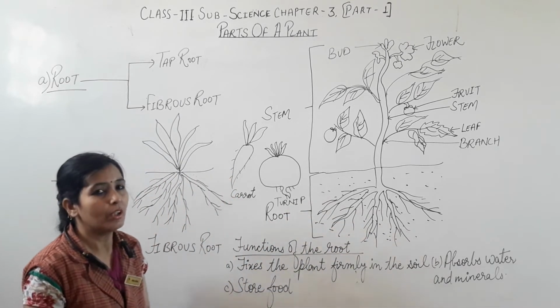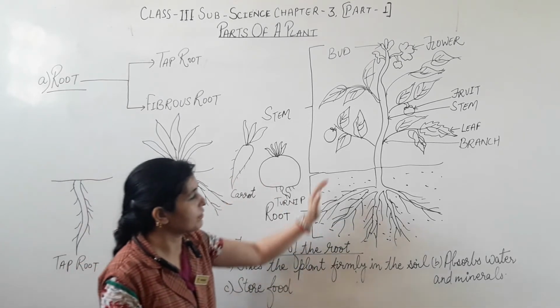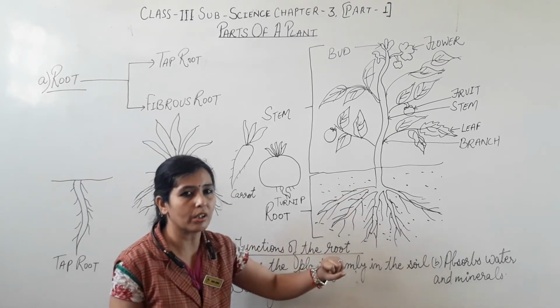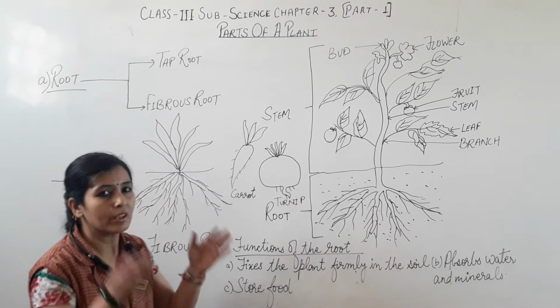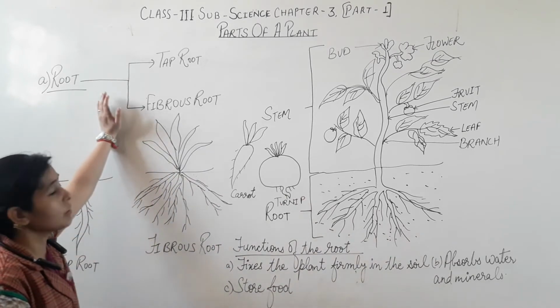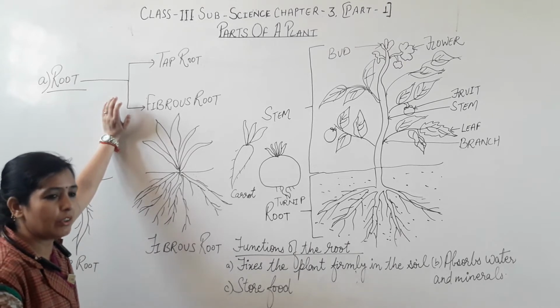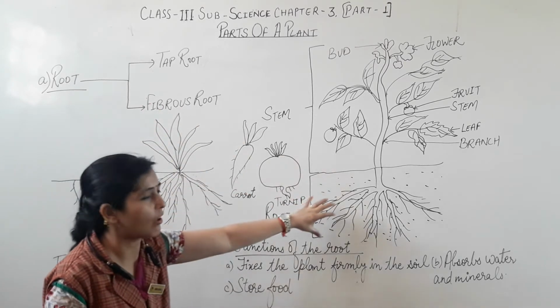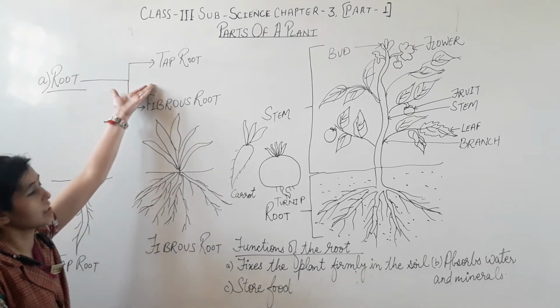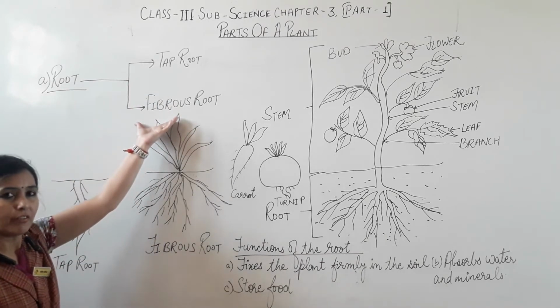As you all know, roots are the part below the ground, under the soil, which helps to absorb water and helps the plant stay at one position. There are two types of roots. You might have seen the roots of a tall tree; they are tap roots. The two types are tap root and fibrous root.